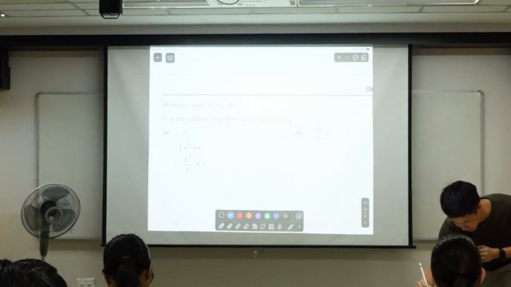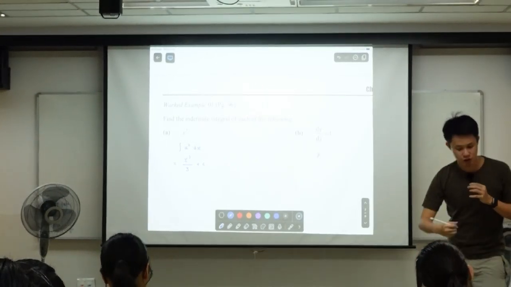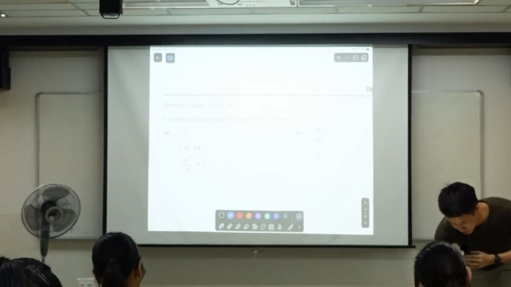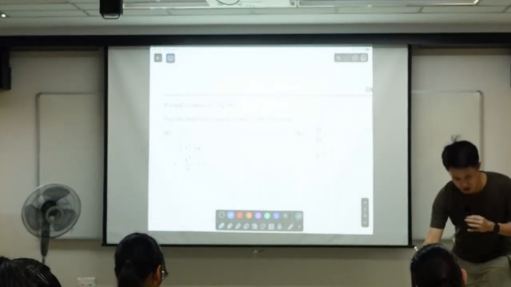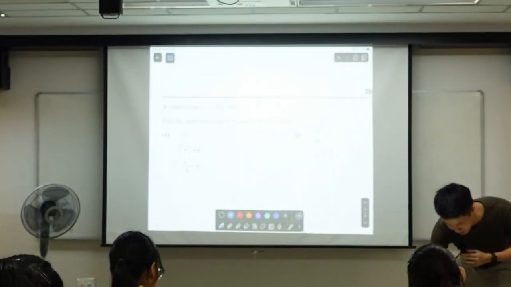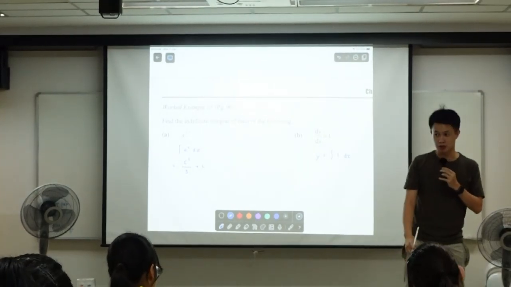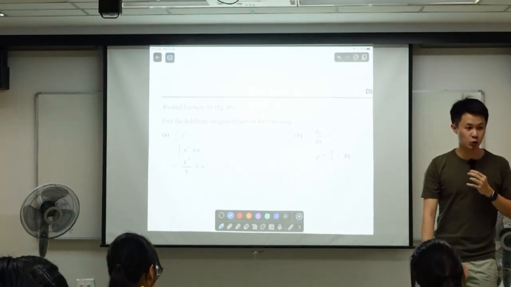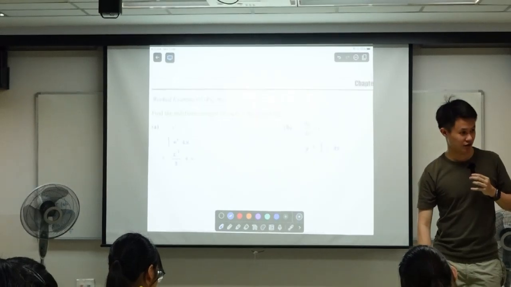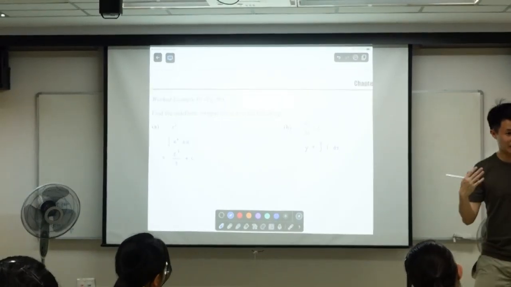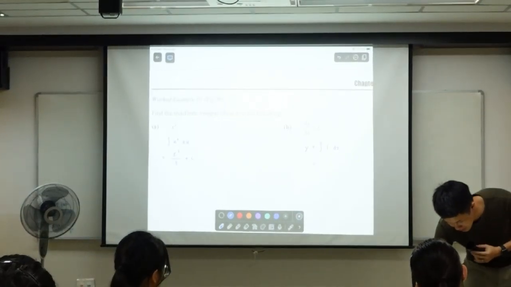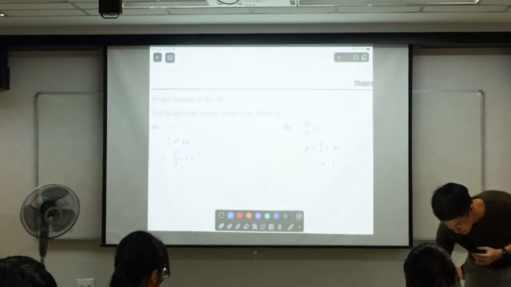So in this case, I'm going to find y. y is equal to the integration of dy dx, which is simply 1 dx. How do you integrate 1 when there's no variable? Totally possible. Think about it. You differentiate 2x, you get 2. So if you integrate 1, you will get back x. So this is simply x plus c.